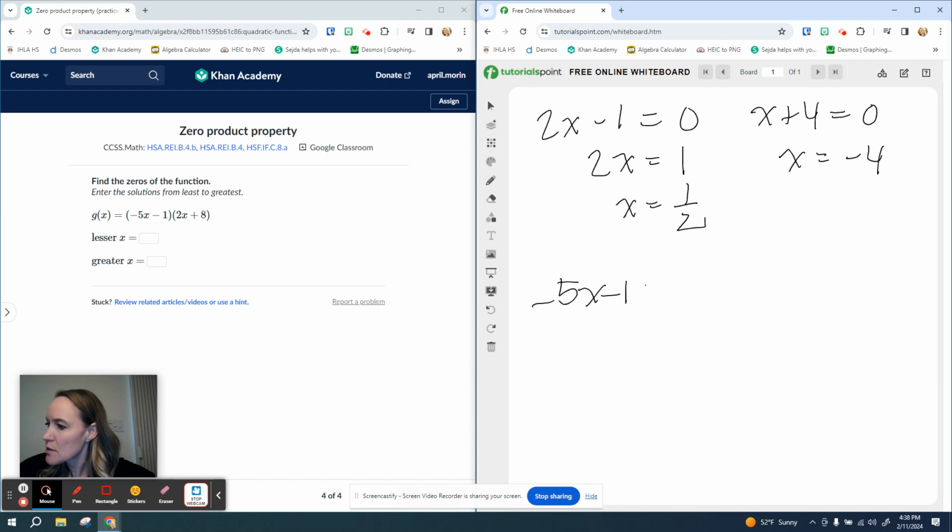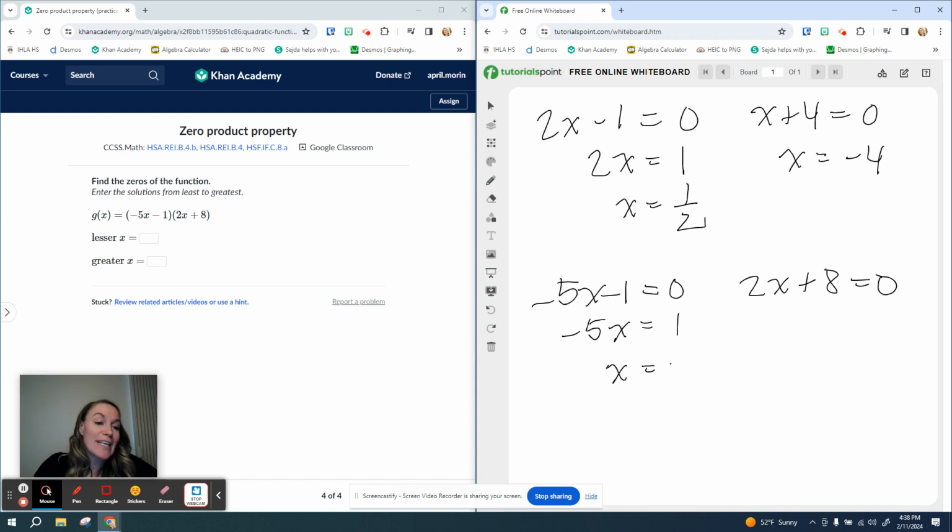Okay, -5x minus 1 equals 0, and 2x plus 8 equals 0. So we have -5x equals 1, x equals, right? We have to divide by -5, so we have to divide by that negative. So it's -1/5. Over here, we're going to have 2x equals -8, not making that negative mistake again. And then x equals -8 divided by 2 is -4.